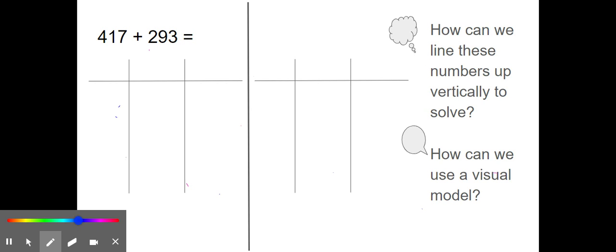We can use 2 different strategies to solve this problem. One strategy is a vertical equation, and the other is a place value chart. Remember, your teachers do not care which strategy you choose. Whichever one works best for your brain is fine by us. Just make sure that you do your best work. I'm going to start by lining up my numbers for a vertical equation.